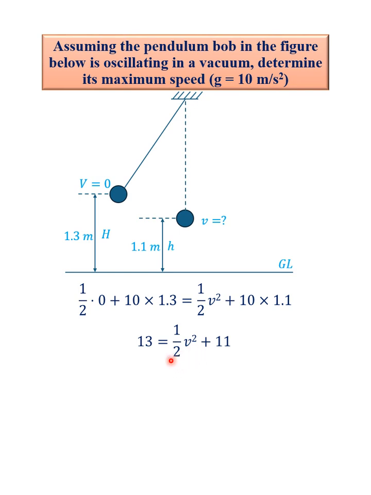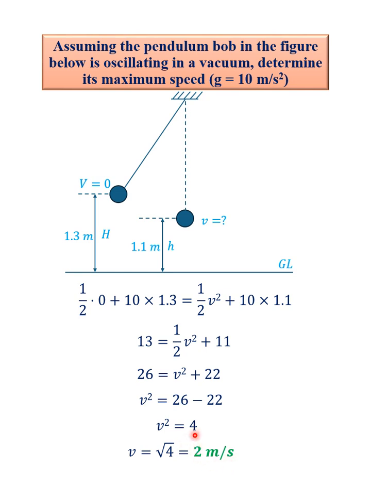To take away this denominator of 2, let's multiply the equation by 2. So that 2 multiplies 13 to give us 26. 2 multiplies half to give us 1. So we have v squared plus 2 multiplies 11 to give us 22. Of course, v squared will be the difference, 26 minus 22, and 26 minus 22 is 4. So v squared is equal to 4. To obtain v is simple. We take the square root of both sides, which means v will be the square root of 4, and that is 2. So the maximum speed at this point is 2 meters per second.